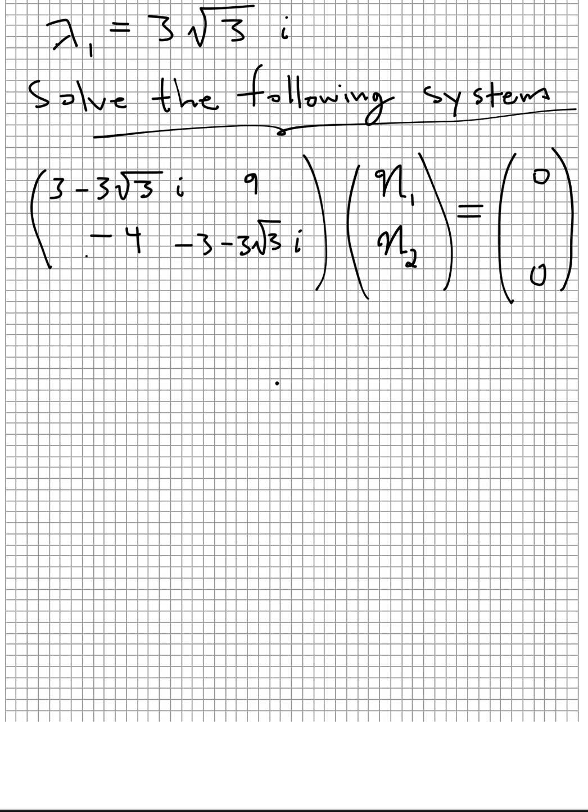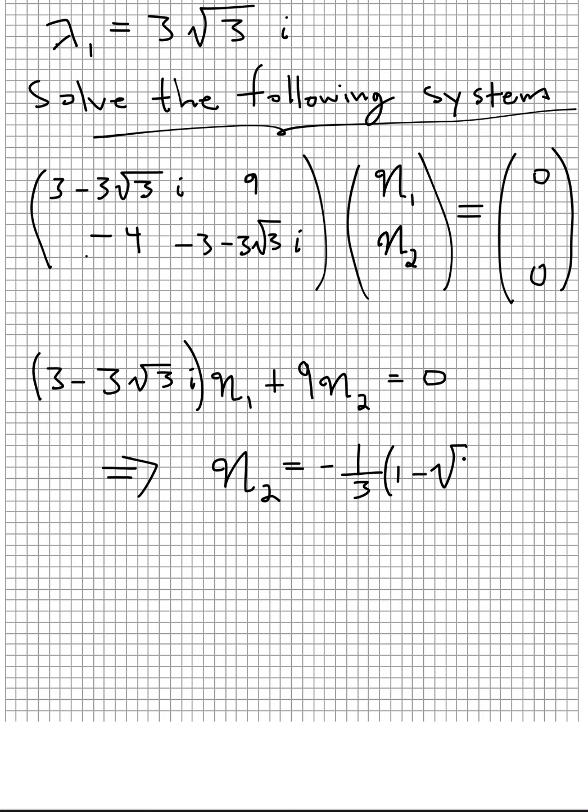All right. So using the first equation, we get the following. After you do the matrix multiplication, you get 3 minus 3 times the square root of 3 times i, times nu1, plus 9 times nu2 equals 0, and this is going to imply that nu2 equals minus 1/3 times 1 minus the square root of 3 times i times nu1. So I solve for one of the unknowns. In this case, I picked nu2.